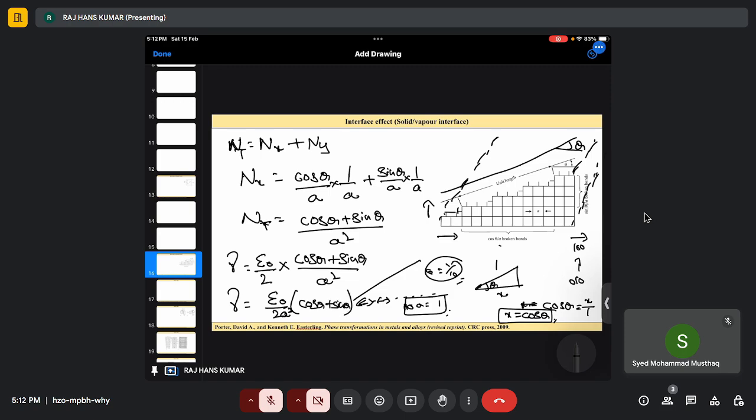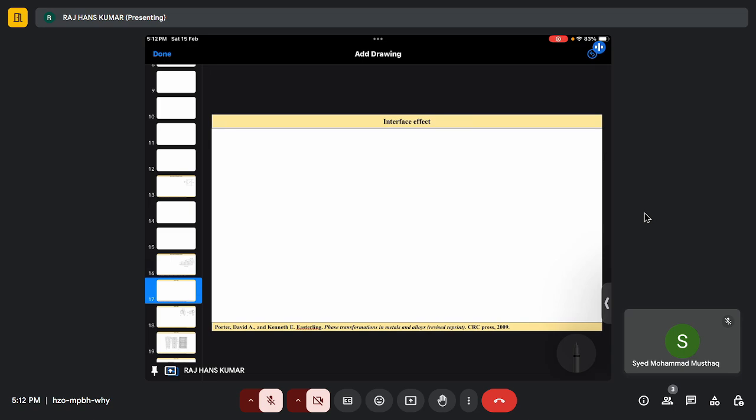Now, I will write that equation again. So sigma naught upon 2 a square times cos theta plus sin theta, if I take theta values as positive value. Okay. Now, if I try to draw on a polar axis, right? So my radius will be what? Surface energy, and my x is theta for the polar axis. Okay. So how does it look like?